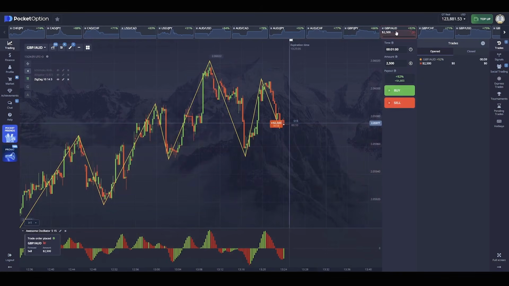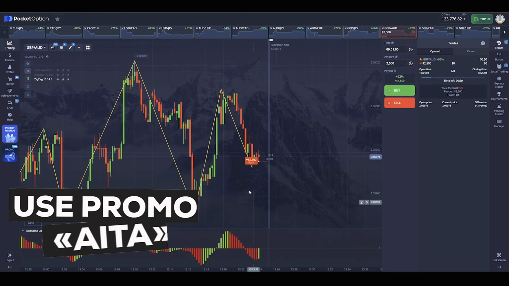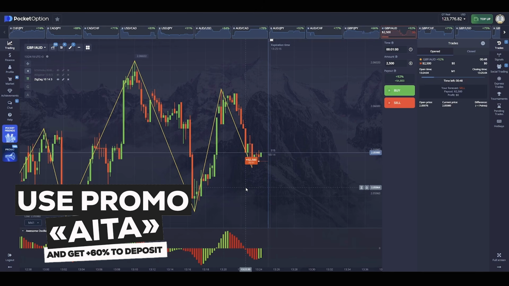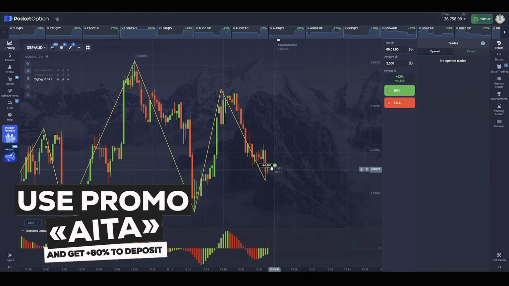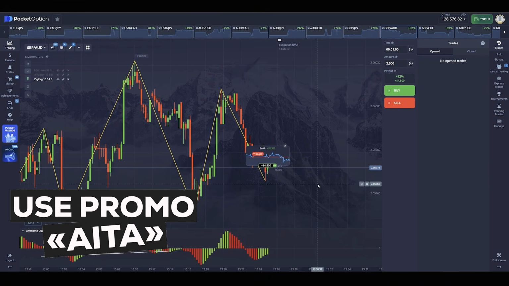Next currency pair, British pound, Australian dollar, and right away, there's a good setup for a sell. Let's just watch in silence. We'll observe this trade, and then try to find a setup specifically for a buy. Another great entry point brings me $2,300. Honestly, that's just an amazing result.